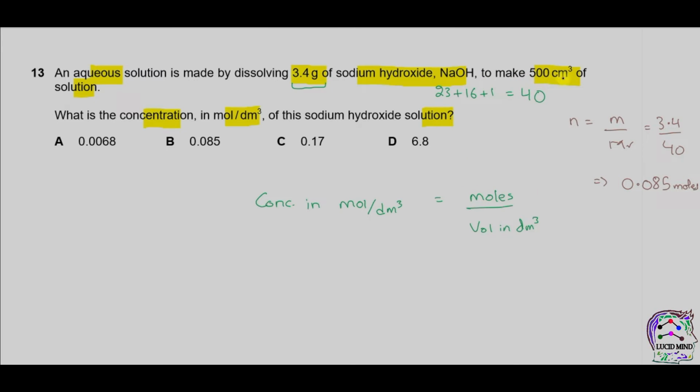Now volume is given in cm³. We can change it to dm³ by dividing by 1000. So 500 divided by 1000 will be 0.5 dm³. Now we can put the values. Moles is 0.085, volume is 0.5. It comes equal to 0.17 mol/dm³. So the correct answer is therefore C.